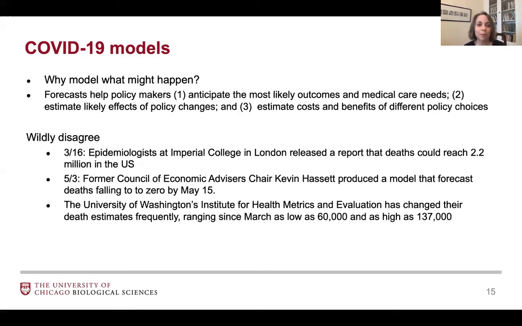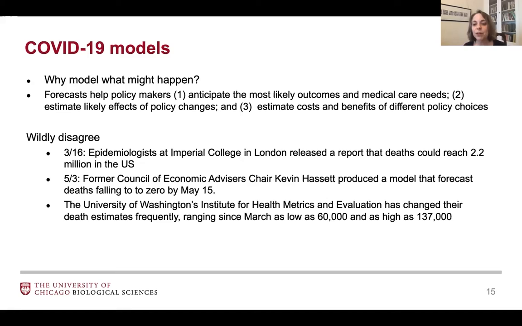There have been, however, wildly contrasting models. For example, on May 3rd, the former Council of Economic Advisors chair to the President, Kevin Hassett, produced a model that forecast that deaths from COVID were simply going to disappear by May 15th. I'm going to show you how that model came to that conclusion. And then in between, the model that's been most often featured when there have been White House press conferences around COVID has been the University of Washington's Institute for Health Metrics and Evaluation, which people just refer to as IHME. And that model has been jumping all over the place with death estimates, really changing every week, with an estimate for the US as low as 60,000, as high as 137,000.